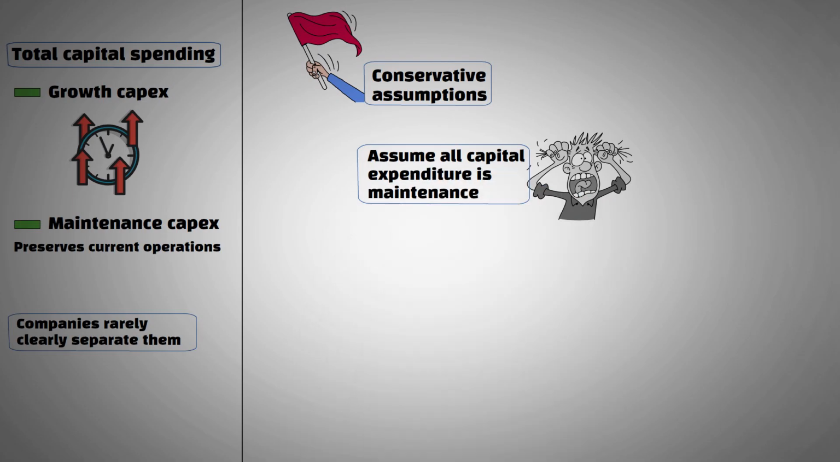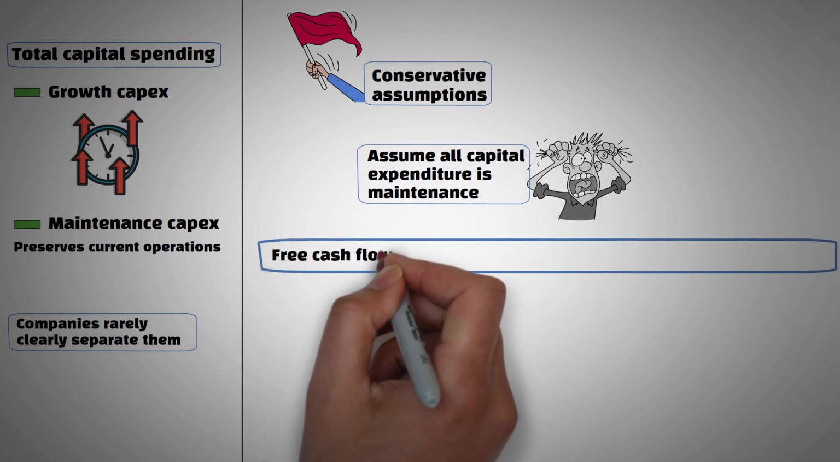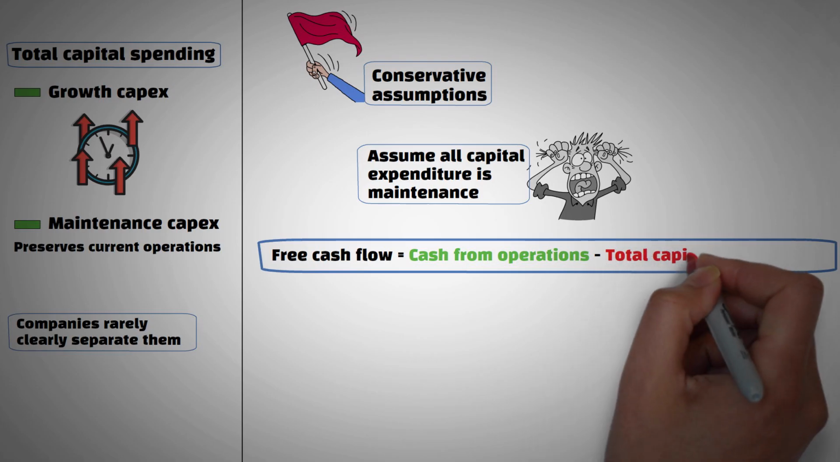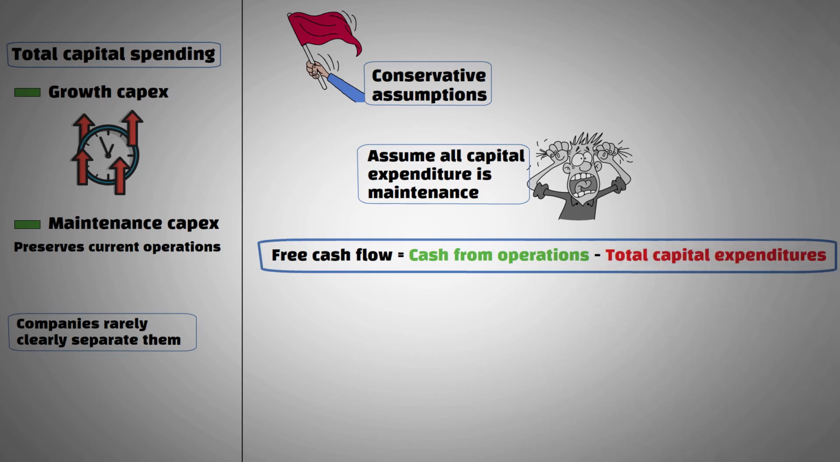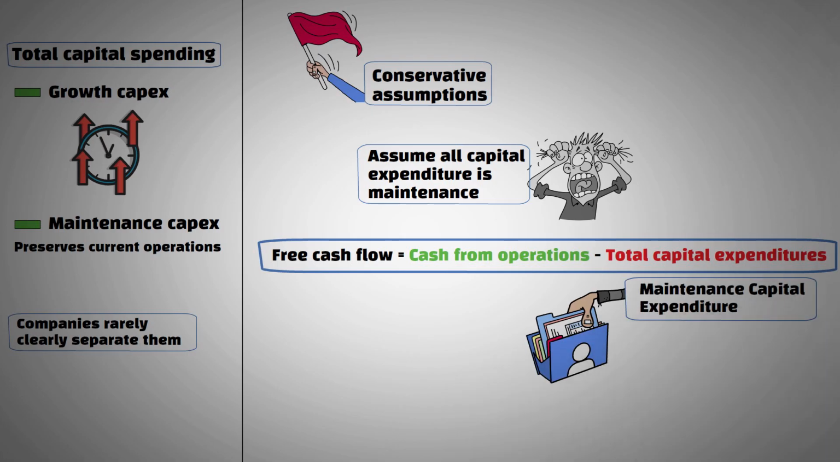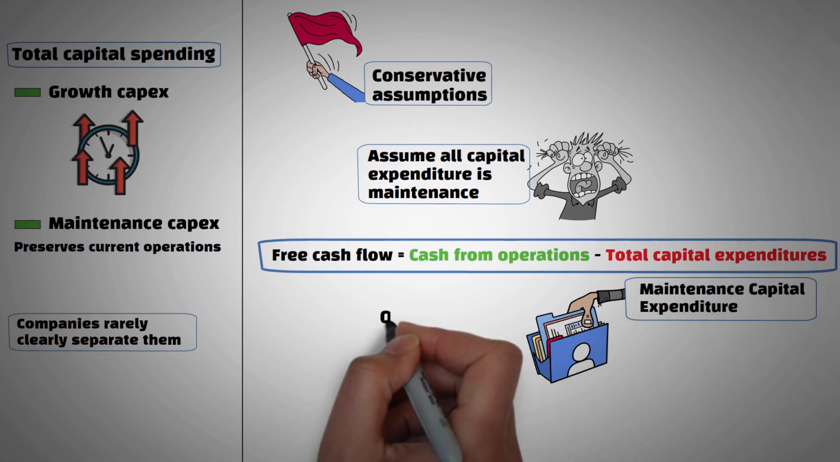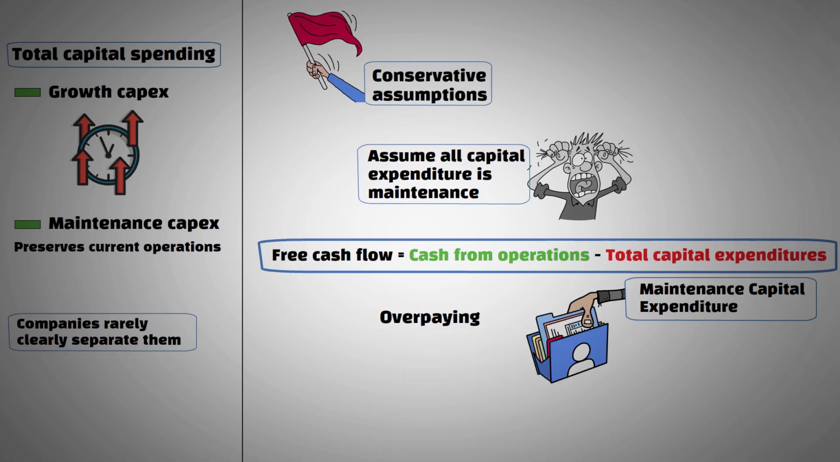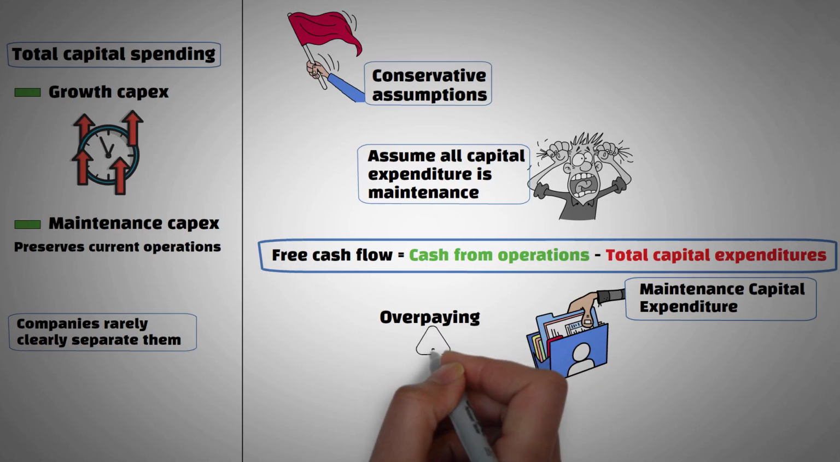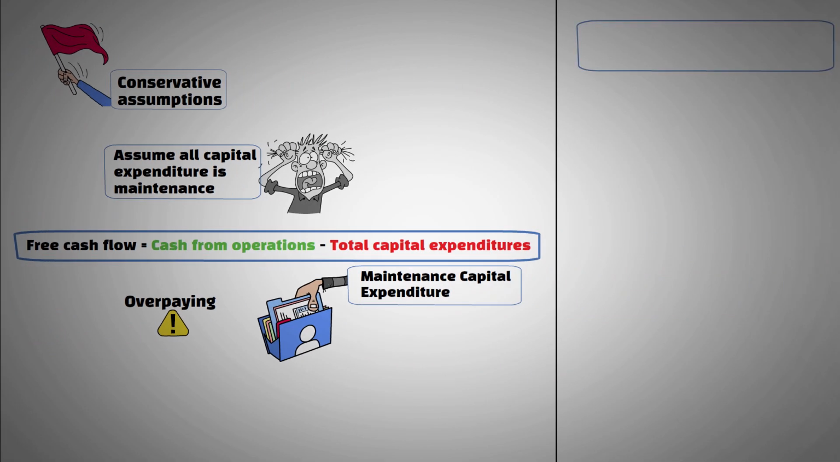This leads to free cash flow, which equals cash from operations minus total capital expenditures. Free cash flow usually subtracts total capital expenditure, while owner earnings usually only takes away maintenance capital expenditure. While this may understate owner earnings, it reduces the risk of overpaying for a business based on optimistic assumptions. Next, we'll move on to part 2 to see how Buffett uses owner's earnings with an example.